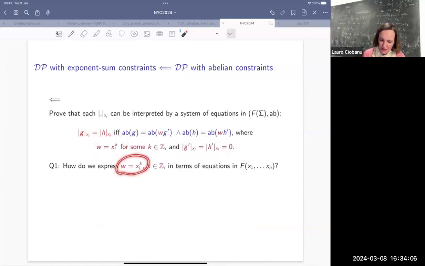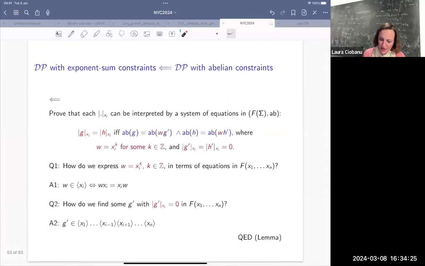Well, yes, this is exactly, it can be given in a free group. It's exactly the W's, those elements that commute with xi. It's just very nice in free groups. And can we say that an element G prime has exponent sum 0 in a free group in terms of, again, equations? And yes, we can.